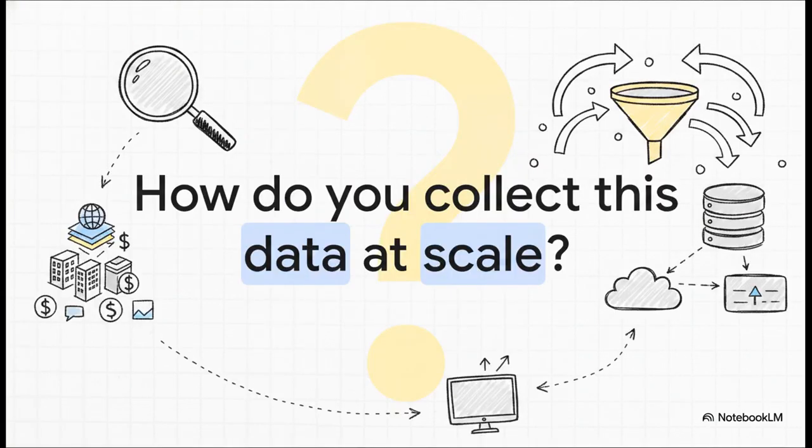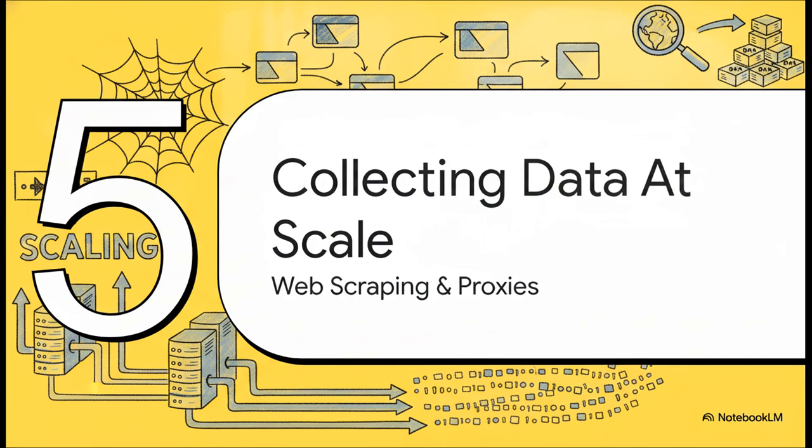Okay, let's take a quick mental reset here. We know what this data is, and we know exactly why it's incredibly valuable. But that begs the very natural follow-up question. How do modern businesses actually acquire all of this information? Obviously, manually Googling companies one by one just isn't going to cut it. So how do you collect this data at scale? That brings us to our final section. Section 5, collecting data at scale using web scraping and proxies.